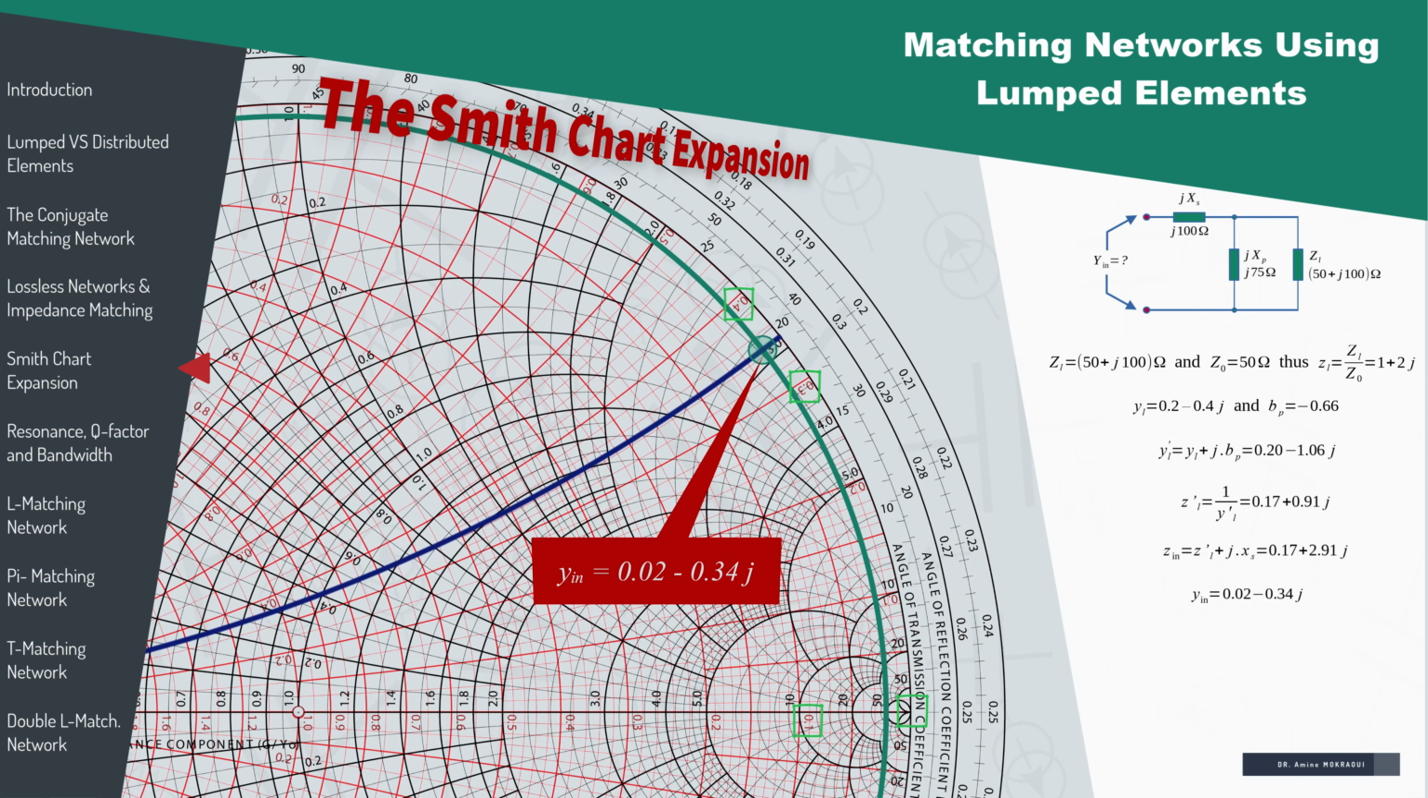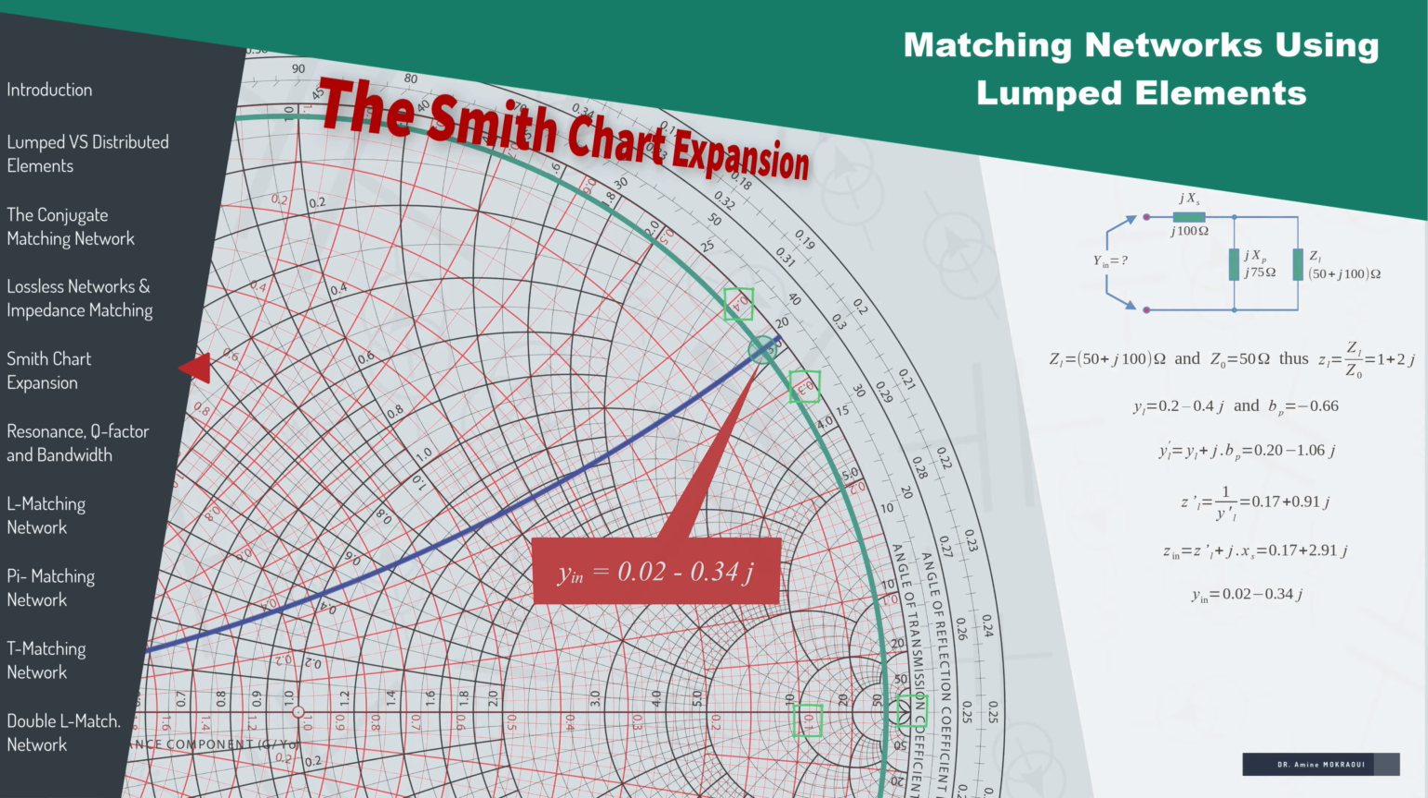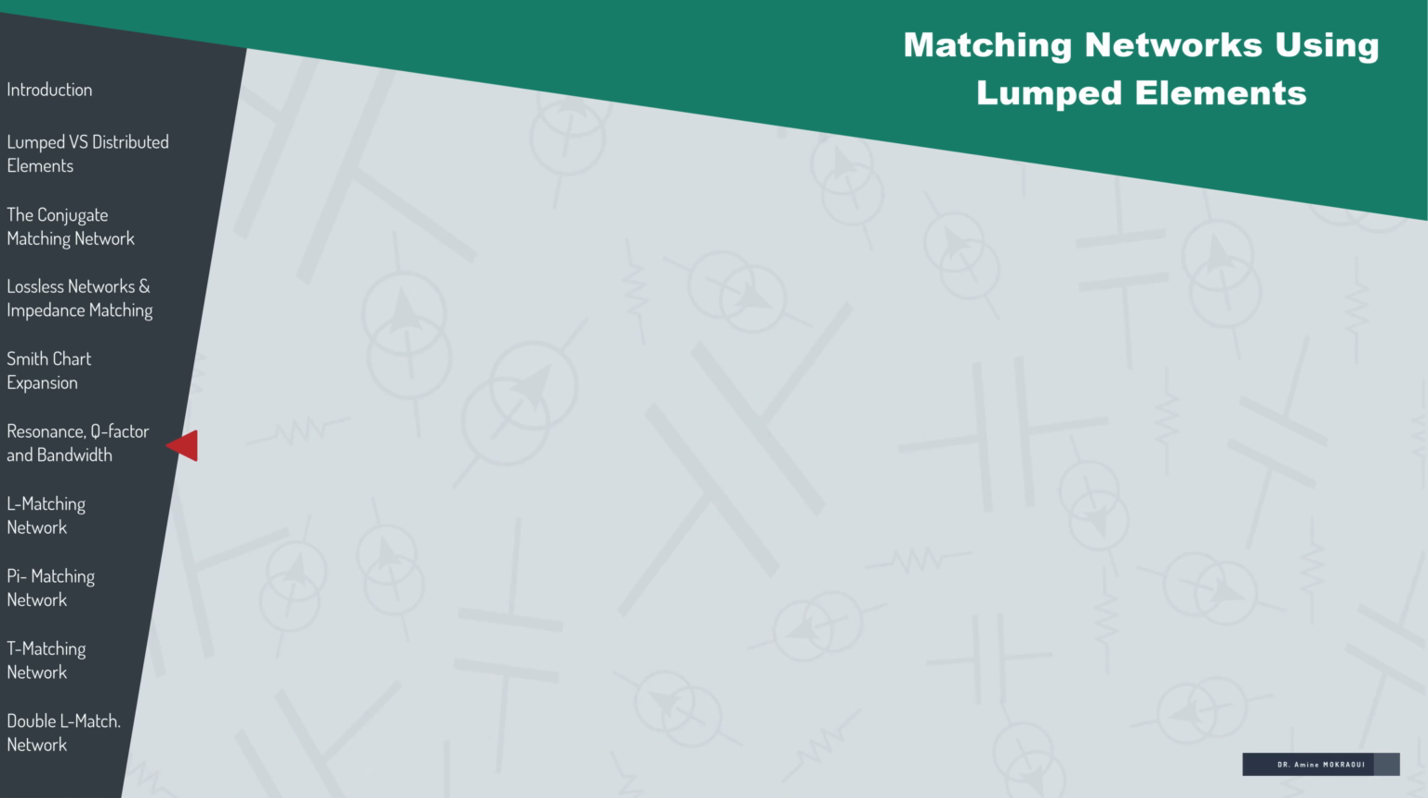The expanded version of the Smith chart turns out to be very handy when computing a mix of in-series and shunt reactive associations. It is precisely the feature that we will need when designing impedance matching networks. We will now explain the concept of Q factor and relate it to the bandwidth of a matching network.